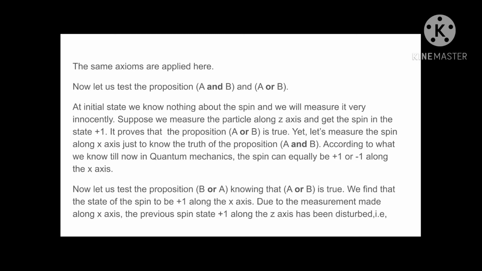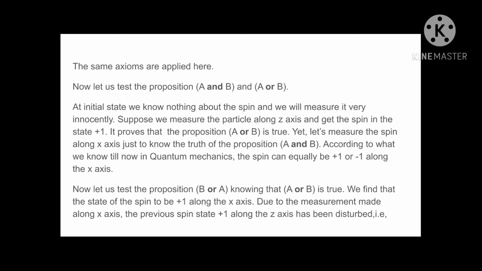Now at the initial state we know nothing about the spin and will measure it very innocently without knowing anything. Suppose we measure the particle along the z-axis and get the spin state positive 1. It proves that the proposition A or B is true. Yet, let's measure the spin along the x-axis just to know the truth of the proposition A and B. According to what we know so far in quantum mechanics, the spin can equally be plus 1 or minus 1 along the x-axis.